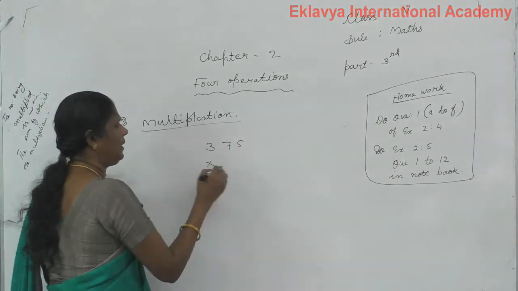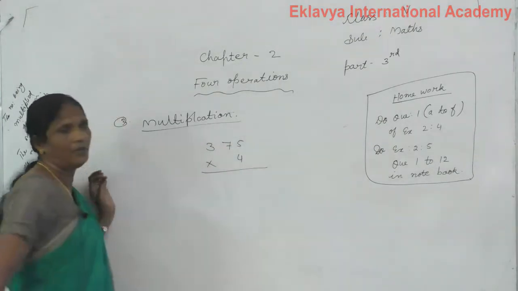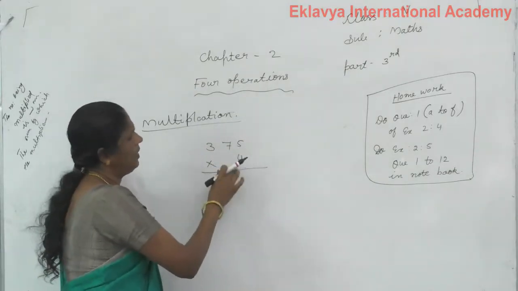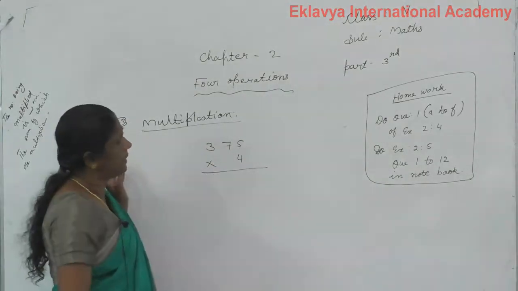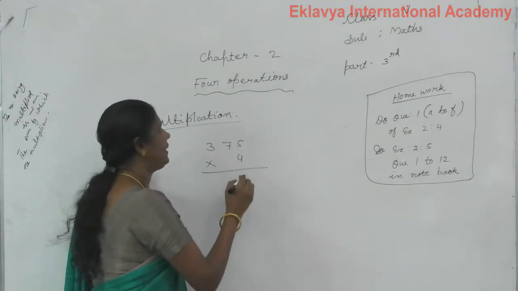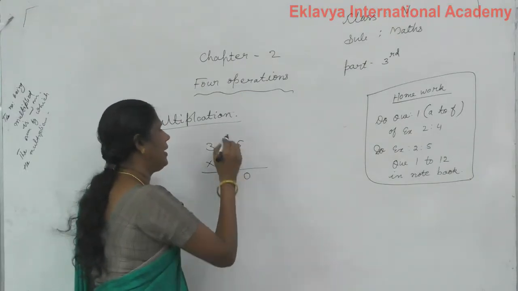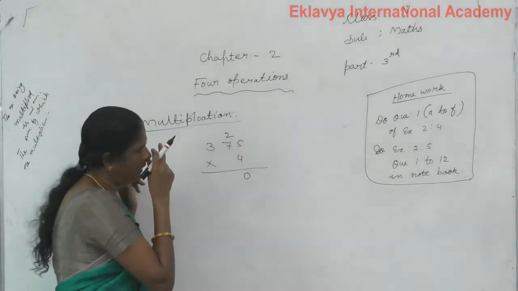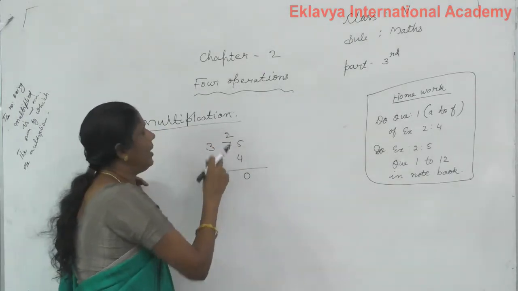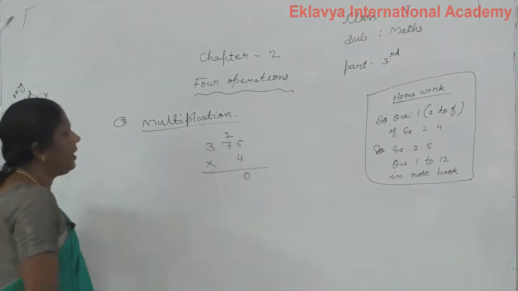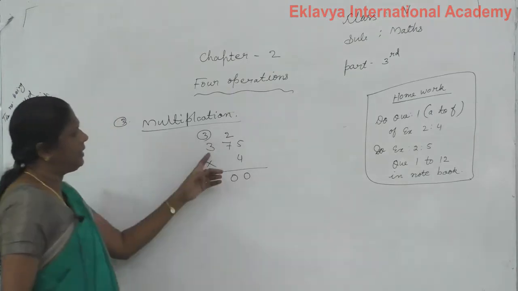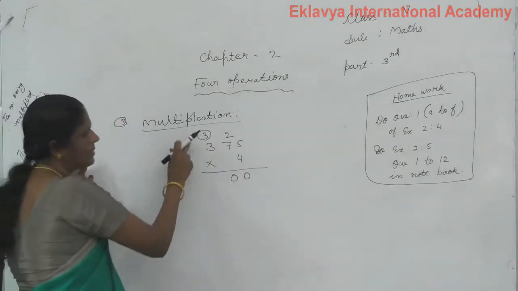375 multiply by 4. First we multiply this. 5 is multiplied by 4, we get 20, carrying 2. Then 4 multiplied by 7, we get 28, plus the carrying 2, that is 30, carrying 3. 3 fours are 12, 12 plus 3 is 15.